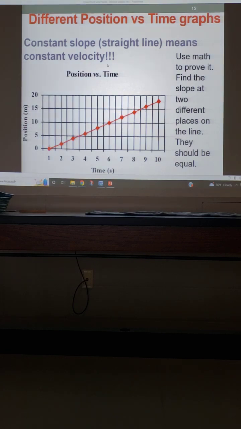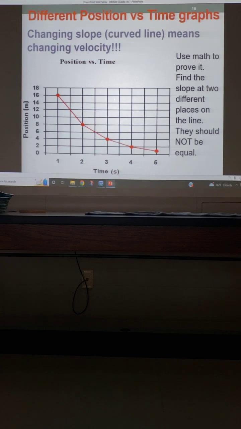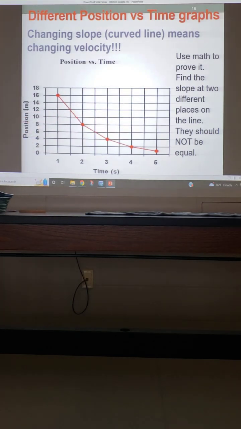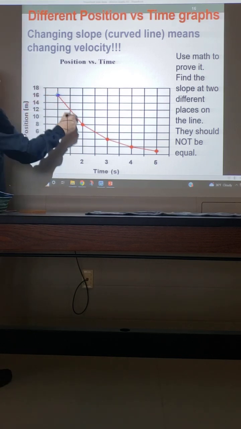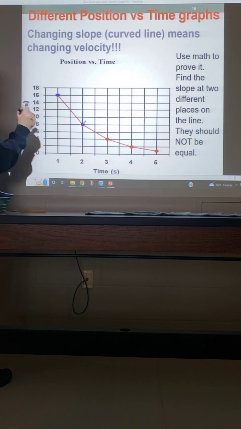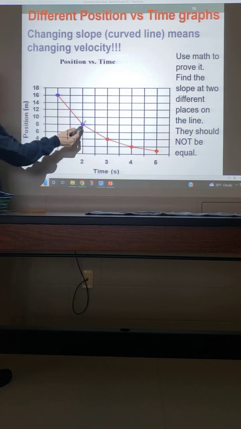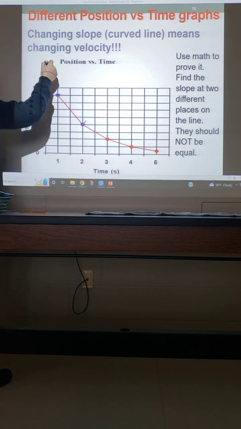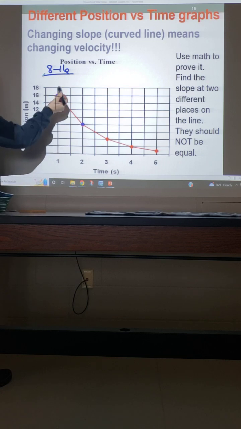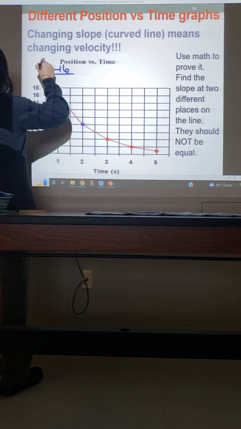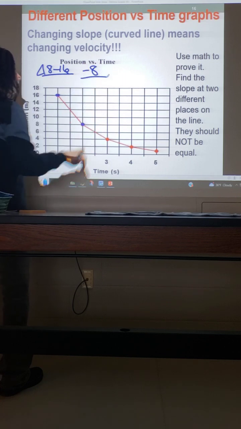All right, let's go to number 16, and we're going to prove that a changing slope is a curved line. So proving that a curved line is changing. Let's go. It looks like it crosses here and here, and that is basically 8 and 16. And so my change is gonna be -8.